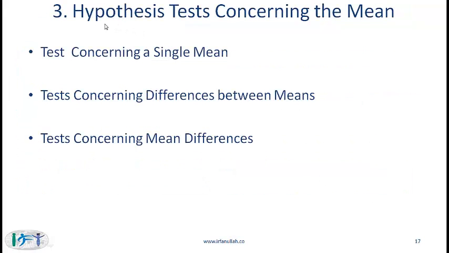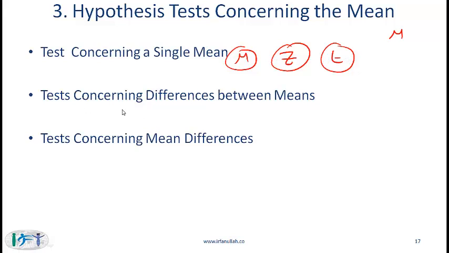We will now take a look at hypothesis tests concerning the mean of a population. And this has three sub-segments. Test concerning a single mean, and this is what we have already done in the previous section. The difference is that we will now take a look at the Z distribution, T distribution, and decide which one to use under what circumstances. We'll then talk about tests concerning differences between means and tests concerning mean differences. These two might sound fairly similar, but they have different meanings, as you will see in a short while.